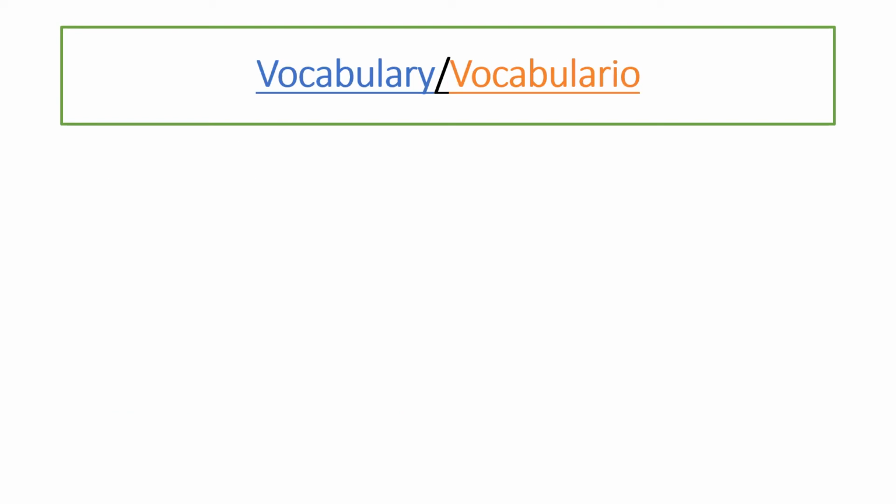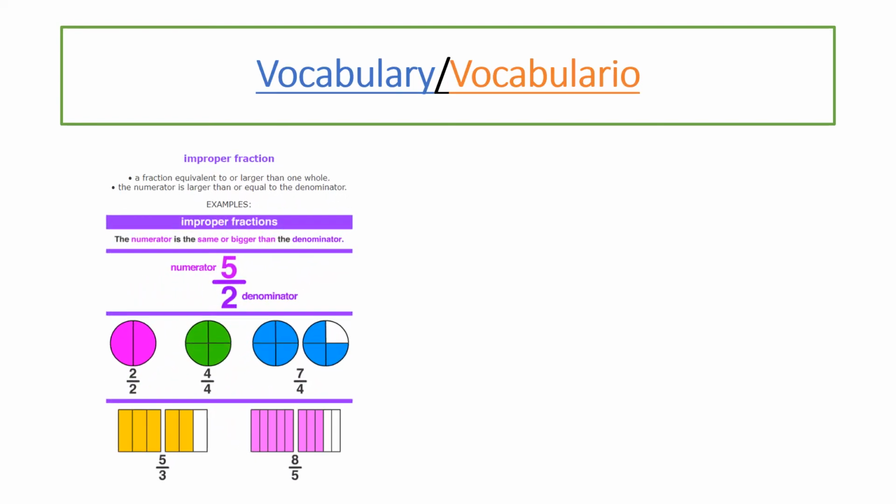First, let's cover some vocabulary. An improper fraction. I'm going to use yellow to highlight some important information. It's a fraction that's equivalent to or larger than one whole. The numerator is larger than the denominator. Let's look here. 5 halves. Look, 5 is the numerator, is greater than 2 is the denominator.